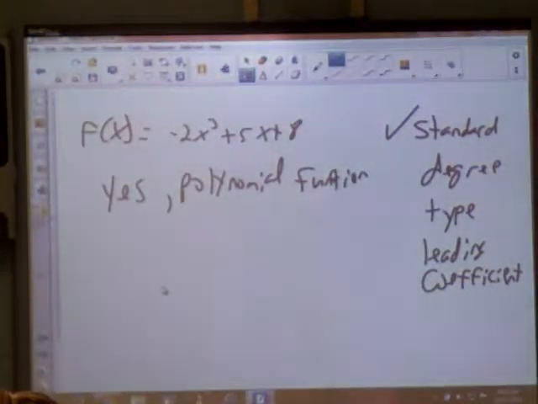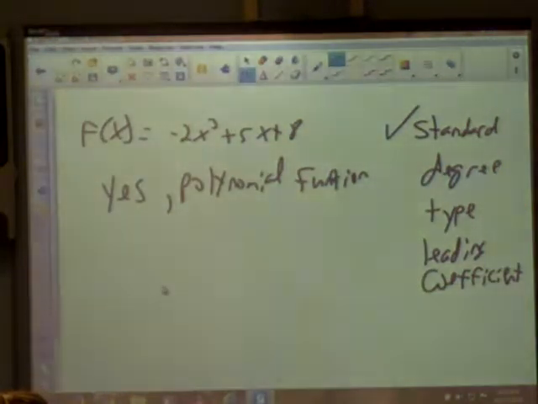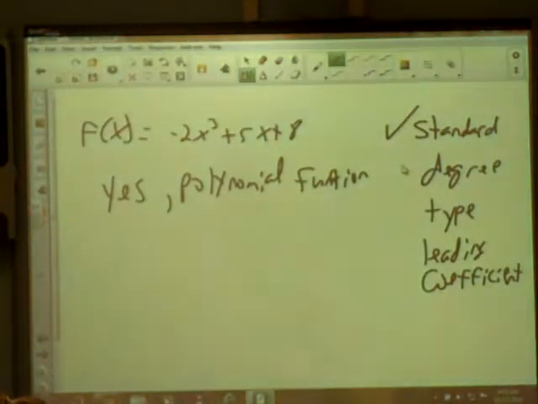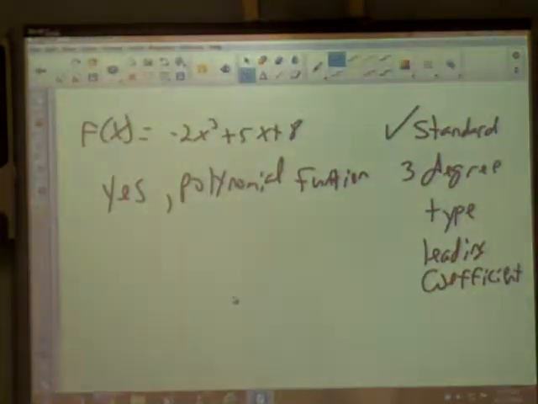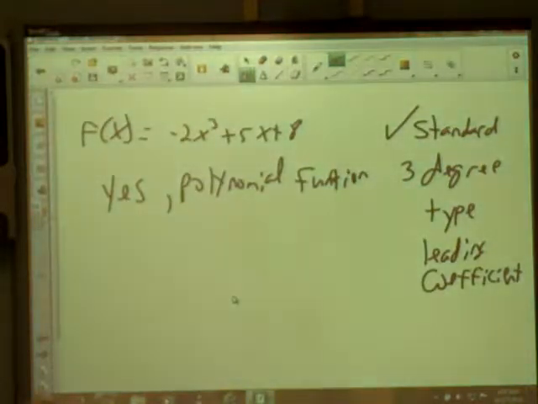Alright, degree. The degree of a polynomial function is your highest power. So this would be a degree of 3, because 3 is my highest power. Right? If you just had like negative 2x, it would just be 1.